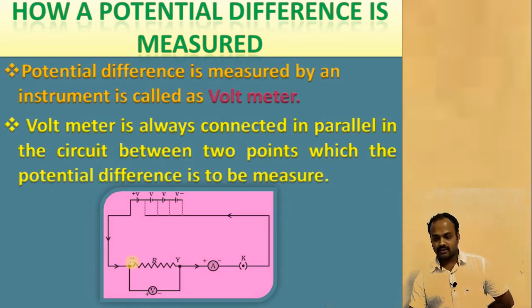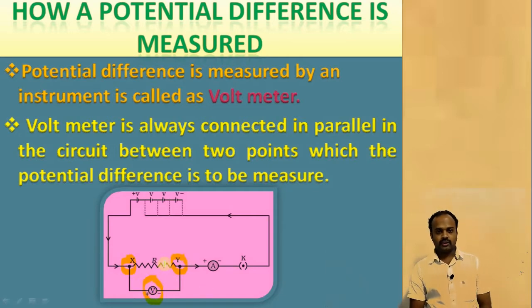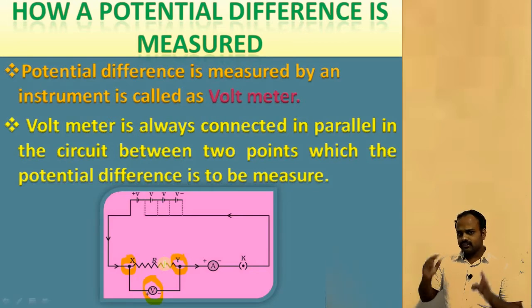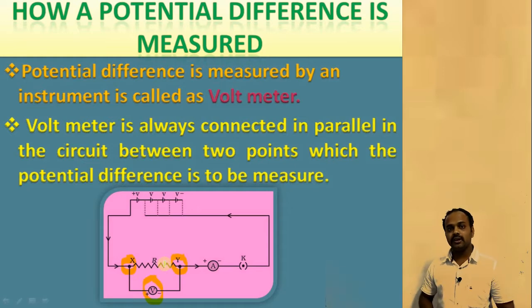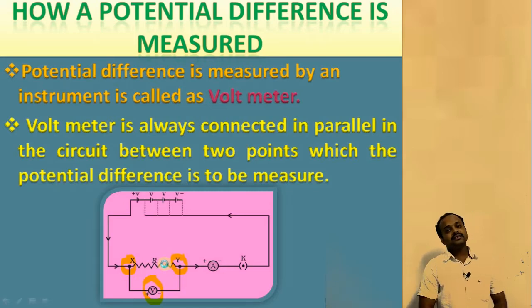At point X, one end of the voltmeter is connected, and the other end of the voltmeter is connected at point Y. This type of connection is called parallel connection. Here the voltmeter is connected in parallel. A voltmeter is a device which measures the potential difference and it is always connected in parallel in the circuit.